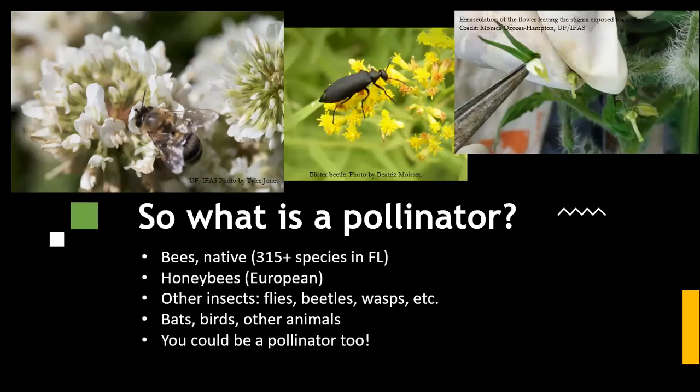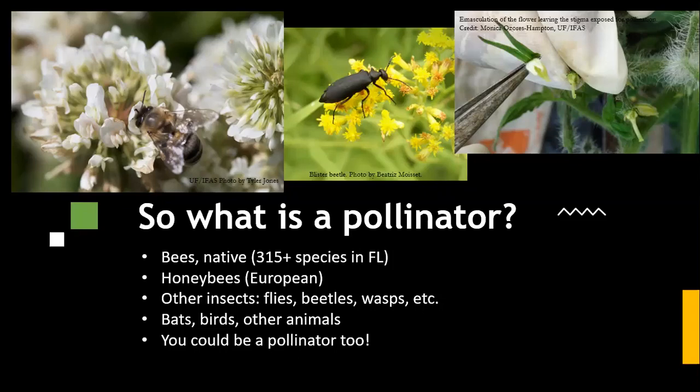There's all kinds of other bees. There's over 315 species of native bees just in Florida, not even including the European honeybee. And you don't have to keep hives for most of them. Most of them are solitary bees that live alone in a hole in the ground or in a hollow stem in your garden, for example. There's other ones too, like flies and wasps and beetles and just about every other insect, like butterflies. Other animals like bats and even birds can be pollinators. And in fact, you could be a pollinator if you wanted to.